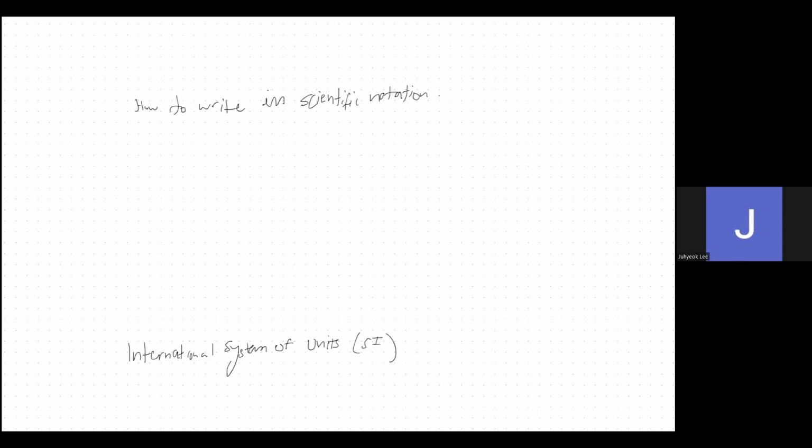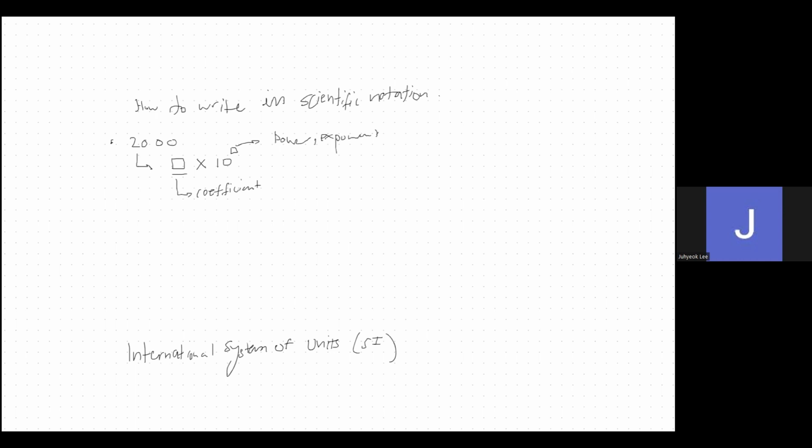Let's take a number, for example, 2000. It has to be some number, this box, times 10 to some number, this box. And you have to note that this box is a coefficient, meaning any number attached to this 10. And this number will be a power. It'll be the exponent.